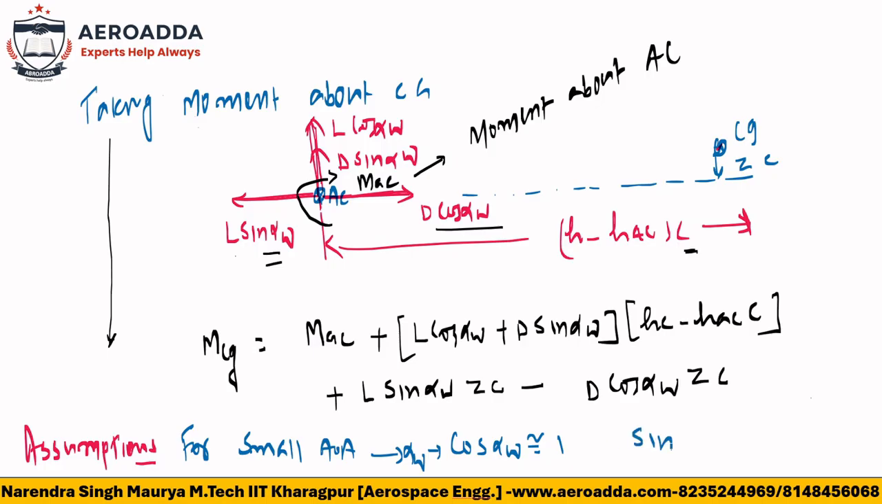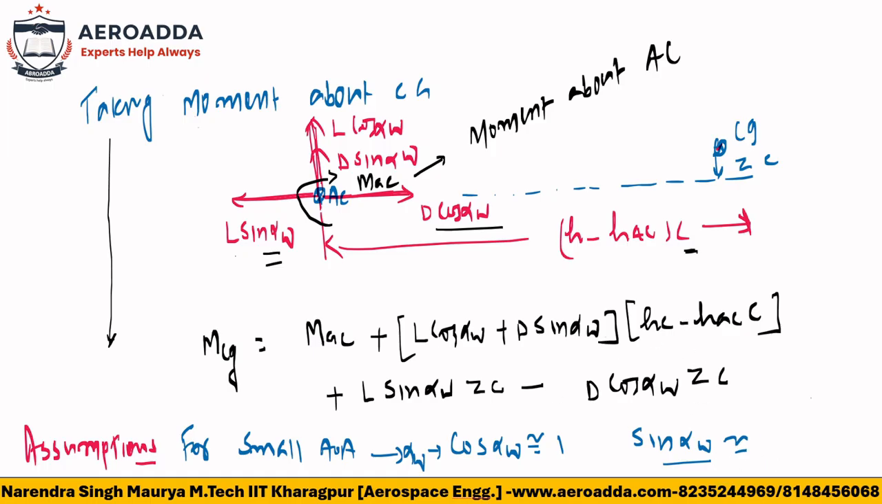Similarly, if you see sin alpha w, if alpha w is very small, approaching 0, so what is sin 0? It's 0, right? So wherever sin alpha w is there, you can put 0, and wherever cos alpha w is there, you can take 1. And always remember that, otherwise sin and cos are everywhere.